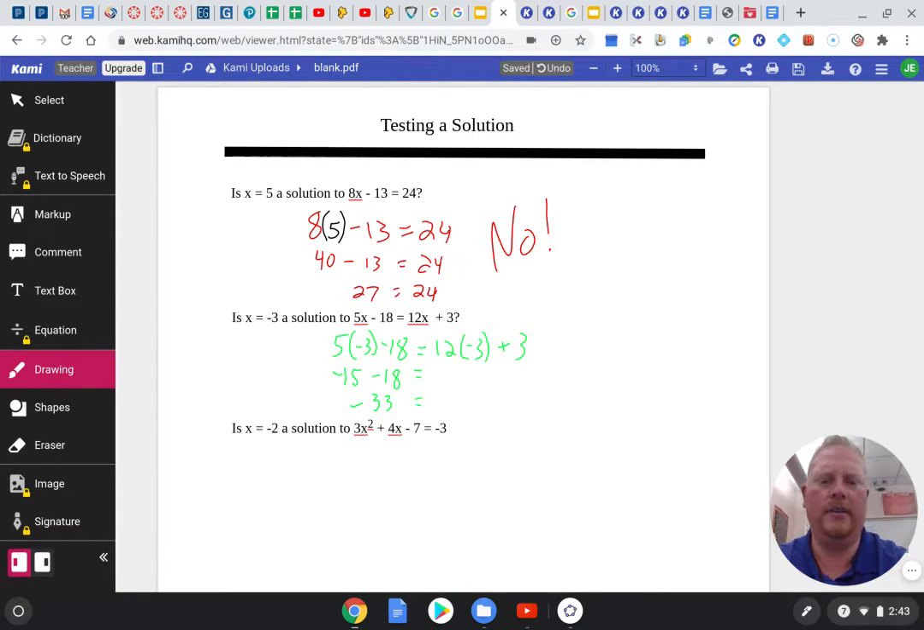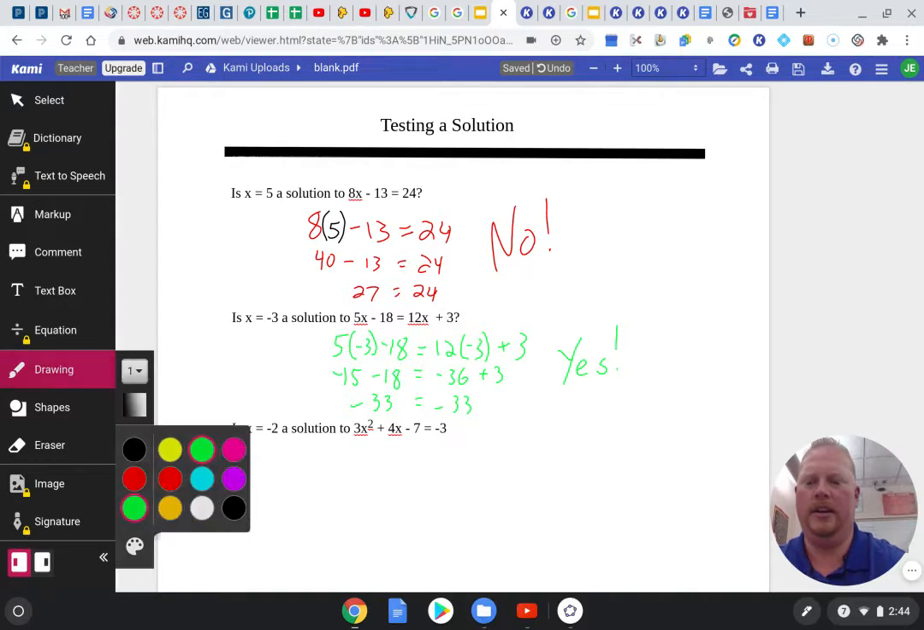Moving over to the other side, 12 times negative 3 is a negative 36 plus 3. That makes negative 33. So yes, it's a true statement. So x does equal negative 3. Last example. Is x equals negative 2 a solution to 3x squared plus 4x minus 7 equals negative 3?